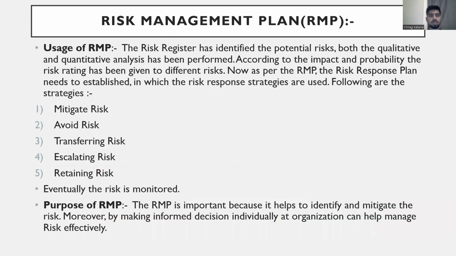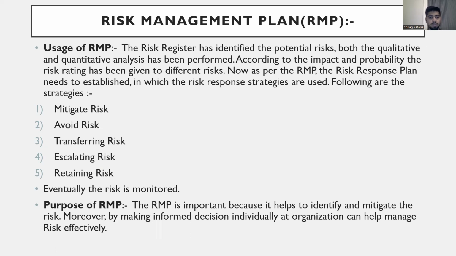Now discussing the risk management plan. The risk register identifies all the potential risks, and these risks transfer to the analysis. Now, different types of analysis like qualitative and quantitative are carried out, and finally the risk response plan has been established, where the following strategies are followed: mitigate, avoid, transfer, escalate, and retain. Eventually, the risk is monitored.